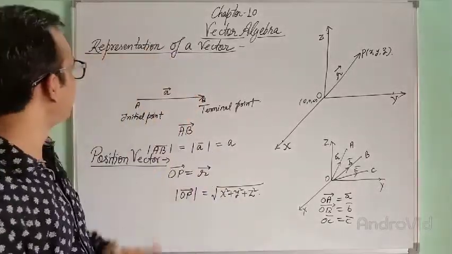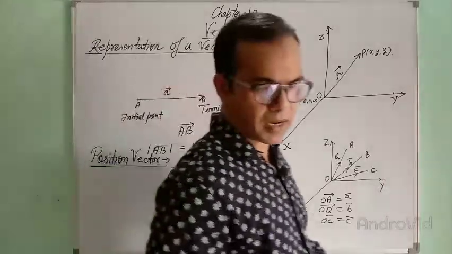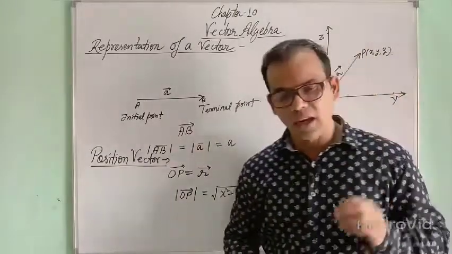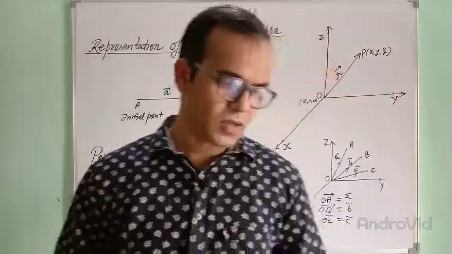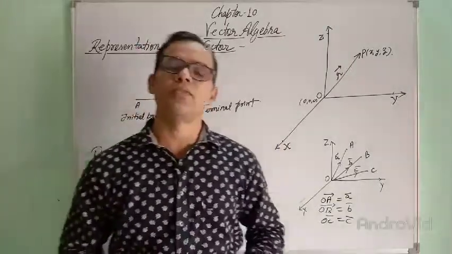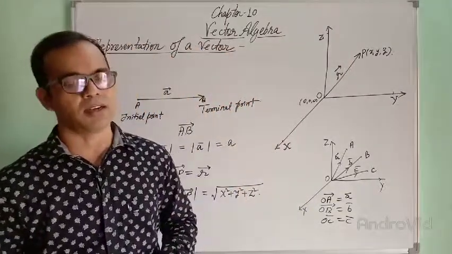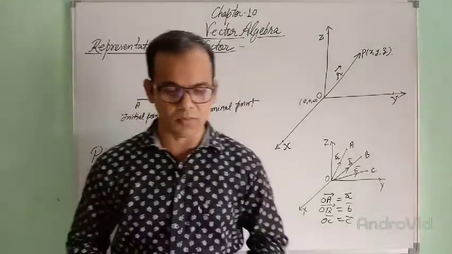So that was all about how to represent a vector quantity and the position vector of any point in space. In our next video, we will discuss the direction cosines of a vector. Okay, so keep on studying.